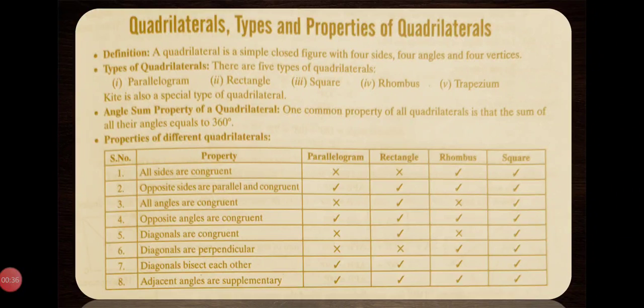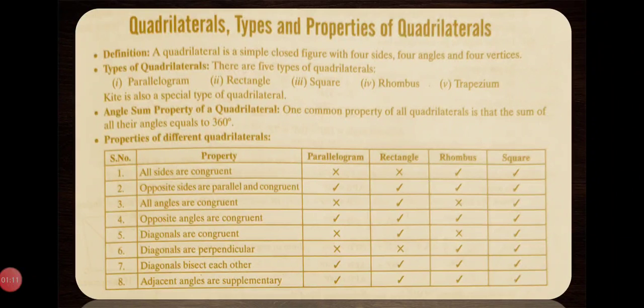Now, what is a quadrilateral? A quadrilateral is a simple closed figure with 4 sides, 4 angles and 4 vertices. You can also say that a quadrilateral is a polygon with 4 sides. Now, different types of quadrilaterals. We have learned special types of quadrilaterals, that is parallelogram, rectangle, square, rhombus, trapezium. Even kite is a special type of quadrilateral.